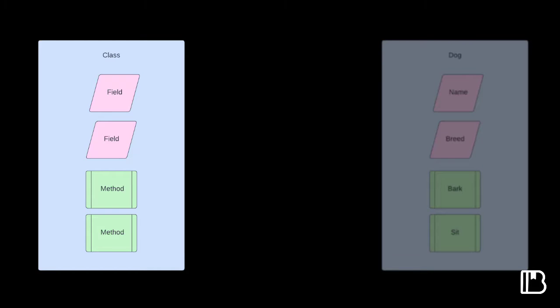In this tutorial, I don't want to get into any code, but rather a quick breakdown of what OOP is and why it can be helpful. First, let's take a look at the diagram on the left. Here you see we have a class with two fields and two methods.